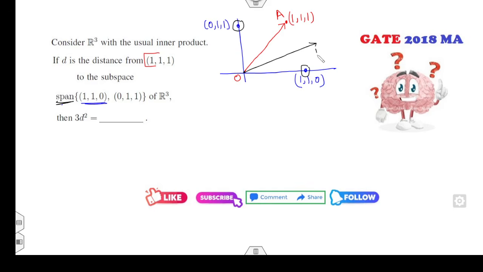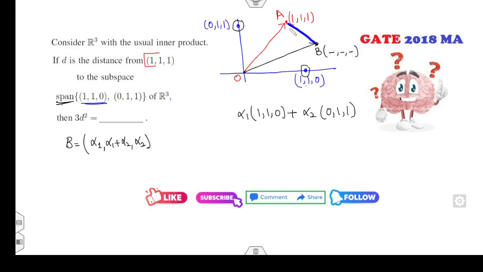आपको स्पैन चाहिए ना, तो इसका स्पैन कैसा होगा, ये होगा ना कोई स्पैन, फाइन। तो क्या आप B का कोऑर्डिनेट्स निकाल सकते हो, तो स्पैन से कैसे निकलते हैं कोऑर्डिनेट, α1 ऑफ 1 1 0 पहला वेक्टर, α2 ऑफ सेकेंड वेक्टर, तो कोऑर्डिनेट ऑफ द B, α1 + α2 एंड α2, ये आपके कोऑर्डिनेट हो गए B के। नाउ योर टारगेट इज टू फाइंड द डिस्टेंस BA.